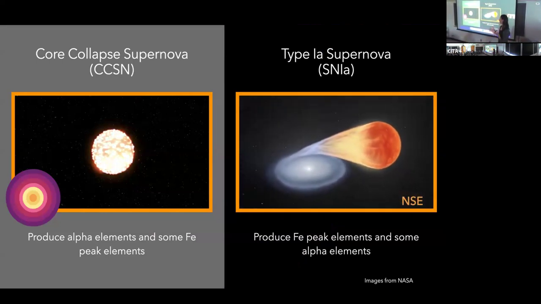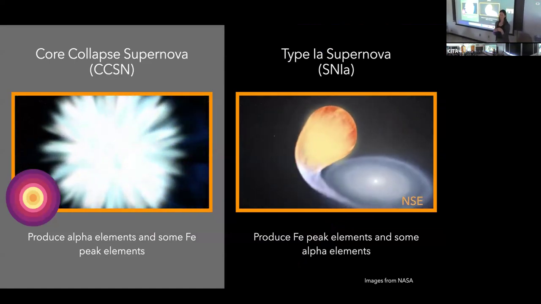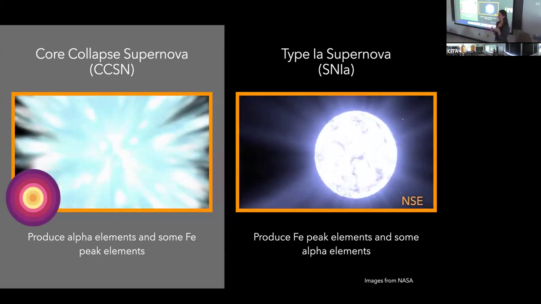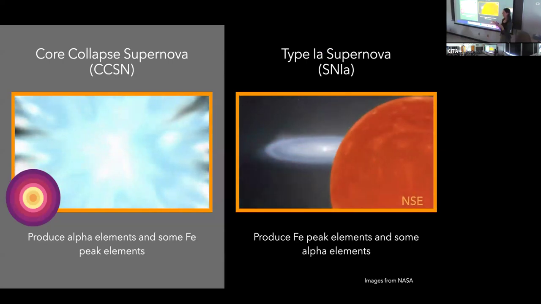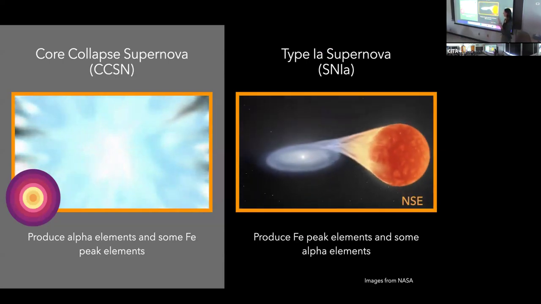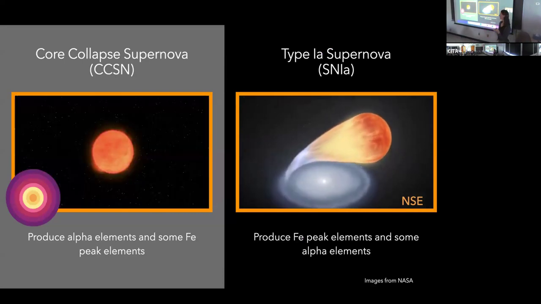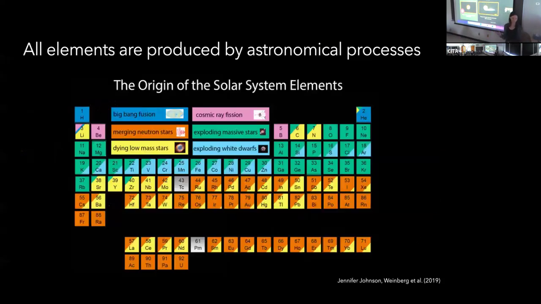They produce a bunch of elements on the periodic table, but mostly alpha elements like oxygen, magnesium, silicon, and some iron peak things like iron and nickel. The other heavier stuff, more of the iron peak material, is made in Type Ia supernovae, or the explosion of white dwarfs, through probably a couple different means. And together, these two processes produce a bunch of the material that we know and love.